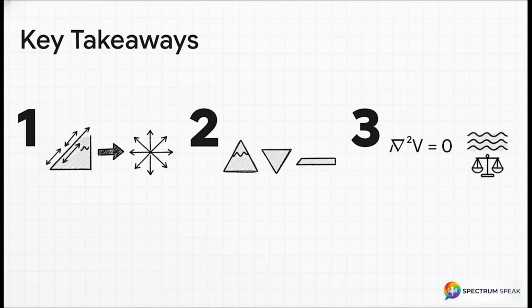So let's recap the three most important things to take away from all this. Number one, the Laplacian of a scalar is just the divergence of the gradient. That's it. Number two, its physical meaning is all about curvature, or lumpiness, how a point compares to its neighbors. And number three, when that curvature is zero, we get Laplace's equation, which just describes a perfectly smooth, harmonic field.